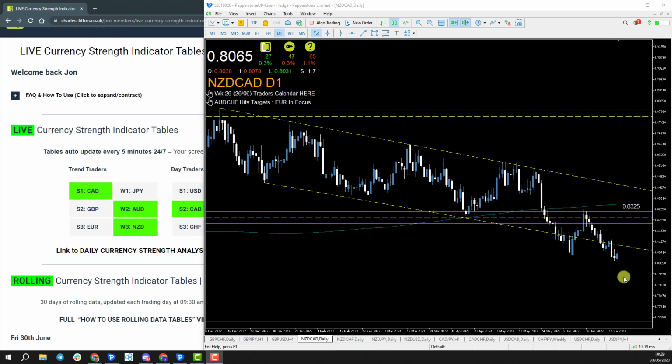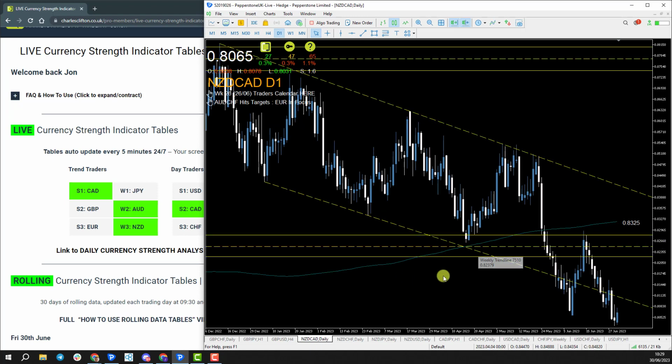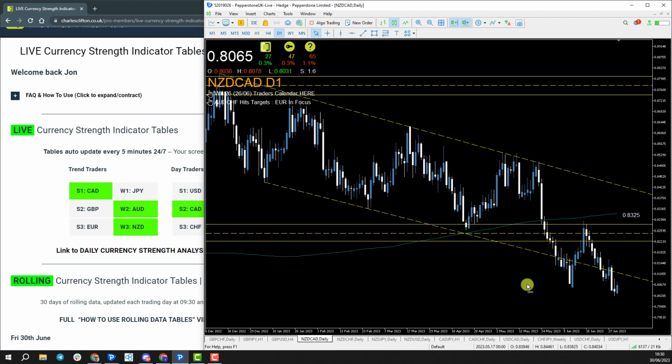I want to see a little bit more downside to this market before I really jump in and look for any kind of short opportunities in and around there. But Kiwi CAD looking very good to the downside. Nice clean chart, to be honest. So that's something that we're definitely going to watch going into next week.